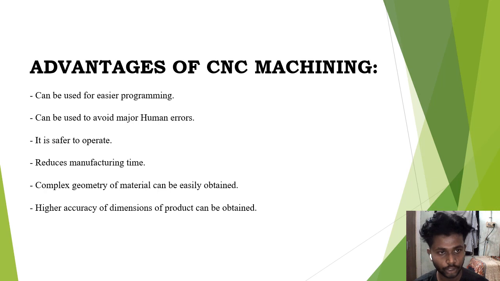Okay, let's see what the advantages of CNC machining are. It can be used for easier programming, unlike the other normal conventional methods. A person who knows basic programming of G and M codes, which we will see later, can finish a time-consuming process in a very small amount of time. It can be used to avoid major human errors also. It's safer to operate, given the person knows how to operate the CNC machine.